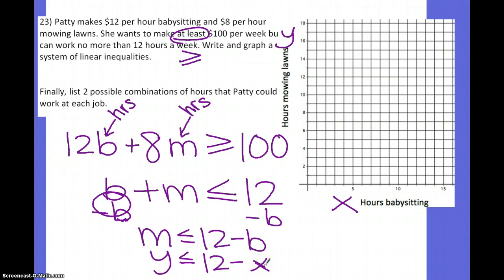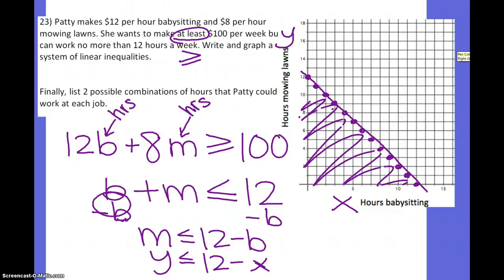Same thing. So we would start at 12 on the Y-axis, go down 1 over 1, and because it has the equal to, you're going to have a solid line, and we need to put some shading in here. This one is less, so I would shade everything less. And I'm going to do the other one in a different color.